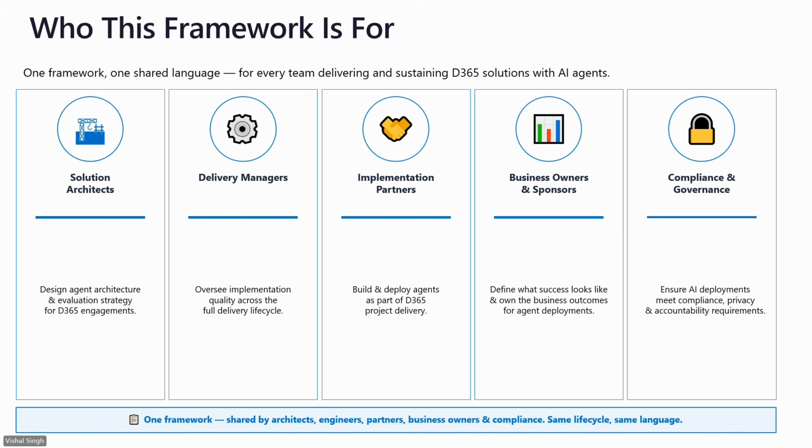Now, for compliance and governance teams, they ensure that AI deployments meet the organization's obligations around privacy, accountability, and responsible AI. So the framework builds compliance checkpoints into every stage of the life cycle, not as an afterthought, but as a first-class concern from initiate through operate.